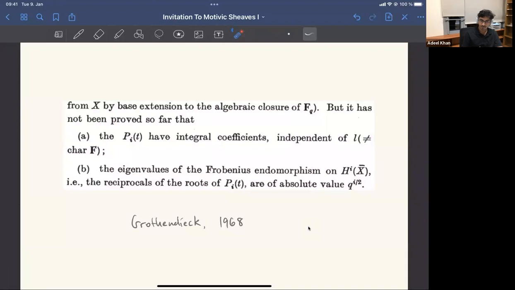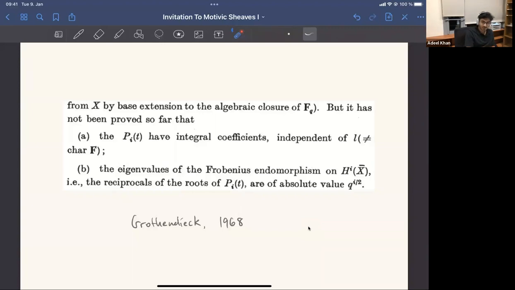We've seen that all these cool l-adic cohomology ideas give us a way to prove these rationality properties, at least almost prove, as we still had some issue with this independence of L, but there was also the other main thing, which was this Riemann hypothesis statement. And this is from Grothendieck's paper on the standard conjectures, where in 1968, he mentions that we've proven some nice properties, but we don't know that these polynomials have integral coefficients and that they're independent of L. And we don't know that the eigenvalues of the Frobenius on cohomology of X bar, which are basically just the inverses of the roots, are of the expected absolute value. So that's what we still need to prove.